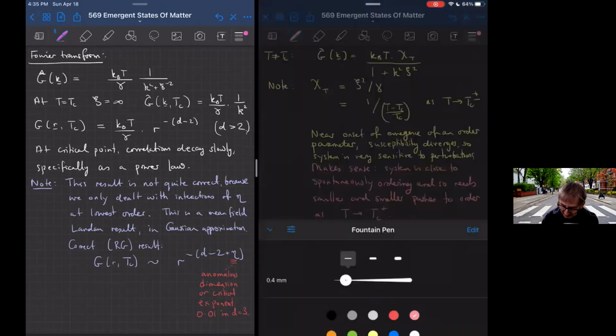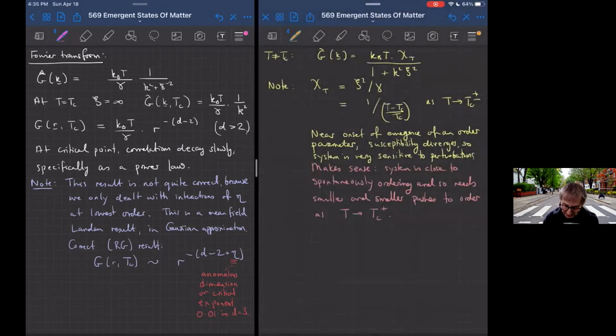And another way that we can say this is that as T tends to Tc from above, the unordered phase becomes unstable. And this causes correlations to grow.